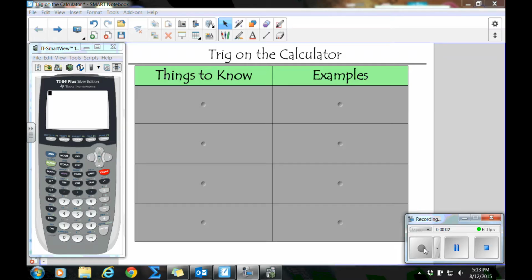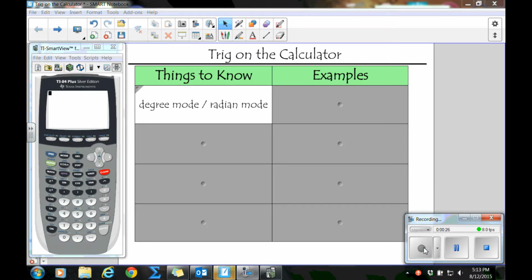Let's do some trig on the calculator. Scientific and graphing calculators work differently, but they have some similar features. There are several buttons and menus that you'll want to locate on your calculator so you know how to use it. First thing for me to tell you is that you will constantly have to switch between degree mode and radian mode, depending on the question. The calculator won't know which mode you want.